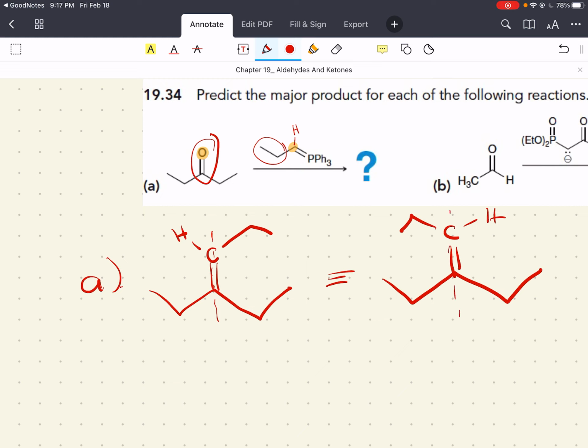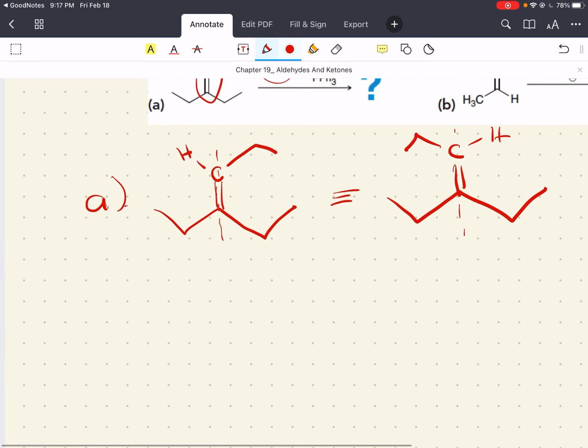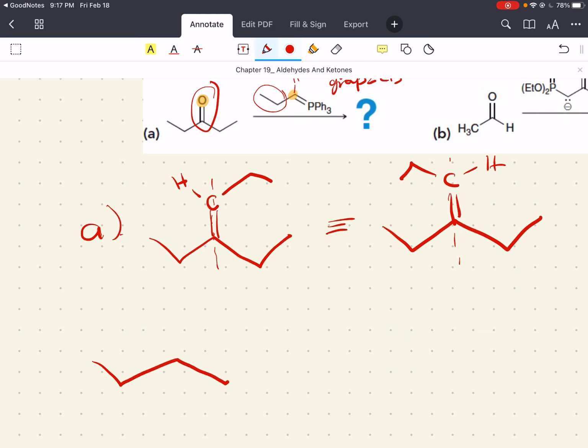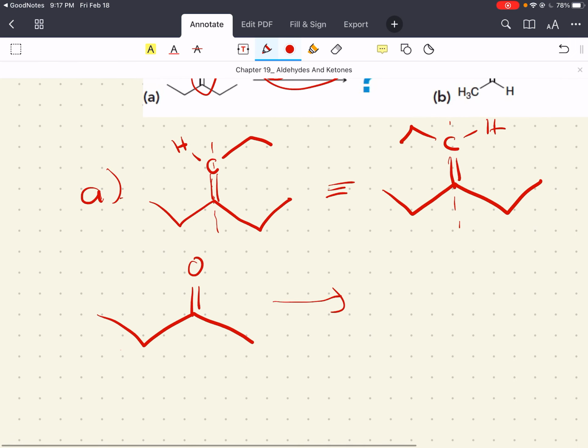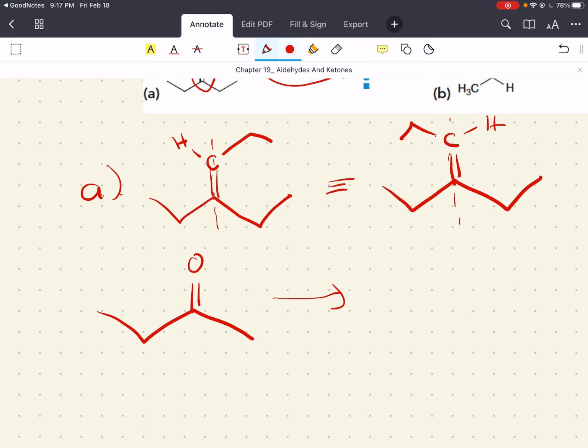But remember our rule. If it's just a simple alkyl group with our Wittig reagent, then our cis product is our main product. But here there's no cis or trans because it's symmetrical. I'm going to give you an alternative to what this problem could look like. If this is the ketone we were reacting with our Wittig reagent, here's the carbon that's going to replace the oxygen. We have a simple alkyl group, so that means we want the cis product as our major product. We replace the oxygen with a carbon.